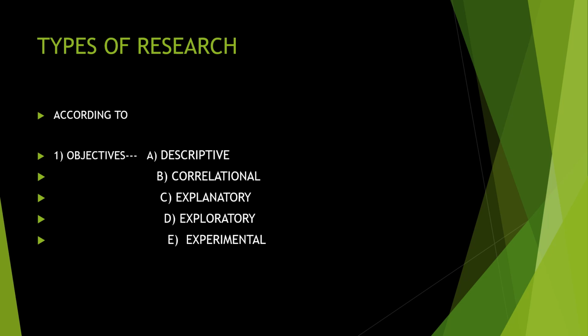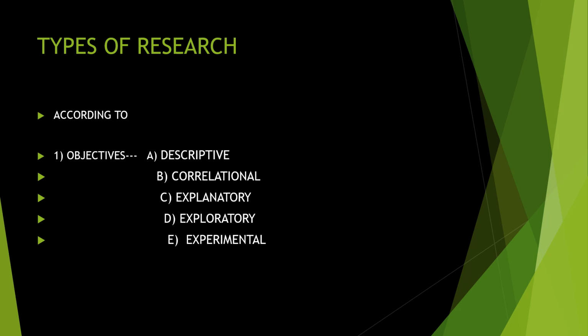Understood? Next is explanatory. What is explanatory? The word itself makes it clear: explain means we are explaining why and how it has happened. We have to explain this in our research. So it is also a kind of research. Next is exploratory. Exploration means you are getting into it, investigating it, and finding out the things. That is called exploratory type of research.